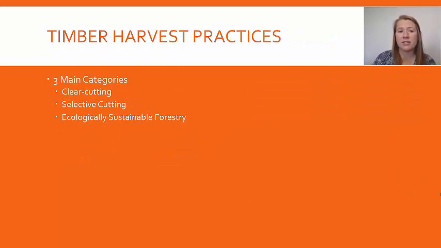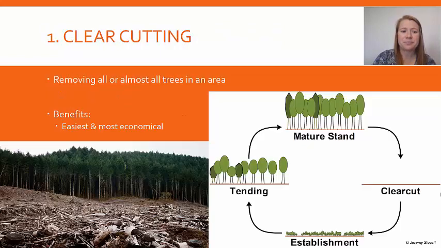Now, there are three main timber harvest practices, and we'll go through them one at a time. You need to really focus on the pros and cons of each and the overall description of what is happening. Do not get bogged down in all of the details. The first type is called clear cutting, and this is exactly what it sounds like. You are clearing the land by cutting down all of the trees.